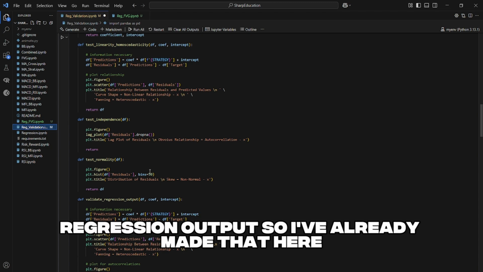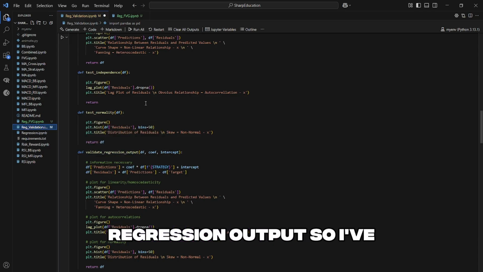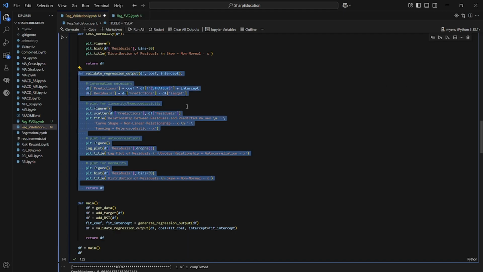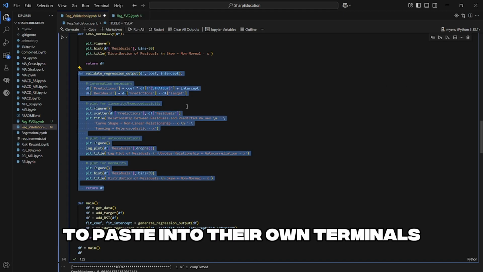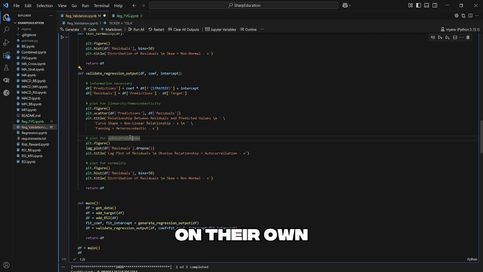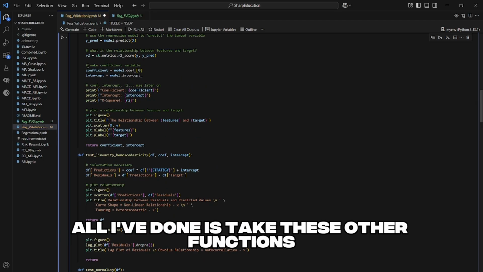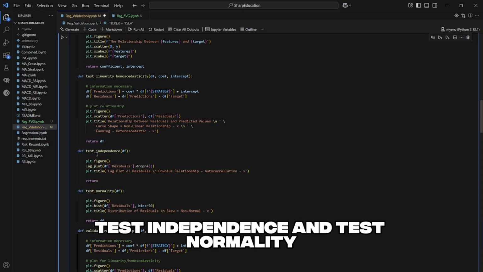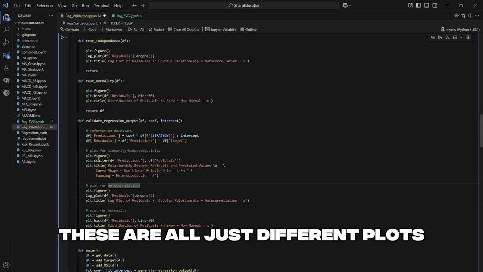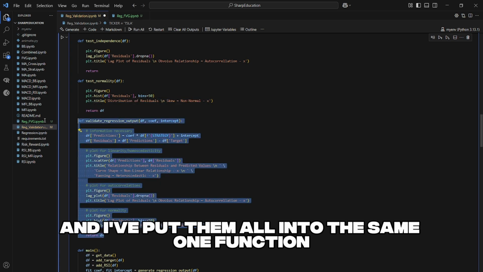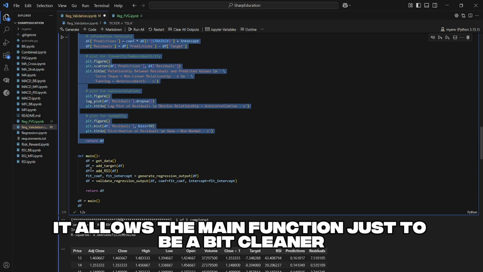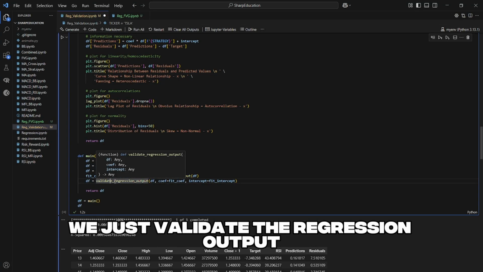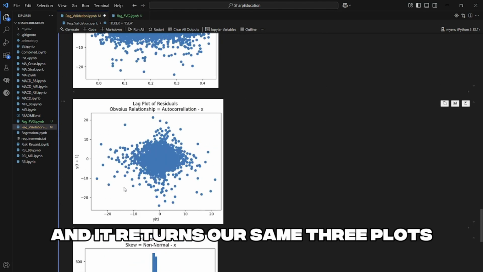test regression output. So I've already made that here, and this code is posted for free for everybody to paste into their own terminals whenever they feel like running these tests on their own. All I've done is take these other functions, test linearity, homoscedasticity, which is the same plot, test independence, and test normality. These are all just different plots, and I've put them all into the same one function. Now, what this does is it allows the main function to be a bit cleaner, a bit shorter. So after we generate our regression output, we just validate the regression output, and it returns our same three plots.